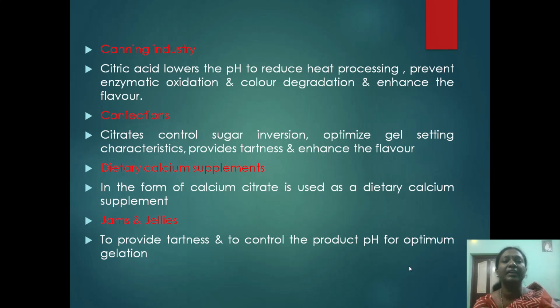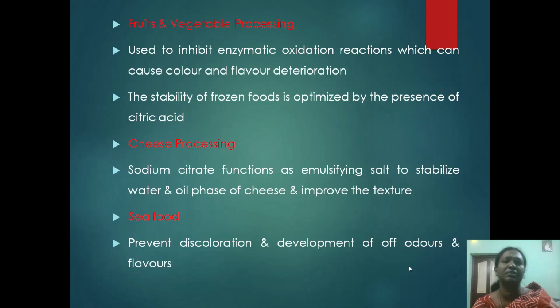As a dietary calcium supplement, calcium citrate is taken as a supplement. In jam and jelly preparation, it helps to provide tartness and control the product pH for optimum gelation, that is, it helps to give good gelling characteristics. Next, in fruit and vegetable processing, it helps to inhibit enzymatic oxidation, that is, the change of color and flavor deterioration, and helps to give good stability to frozen foods, to preserve them for a long period of time and extend the shelf life. They use it in frozen foods.